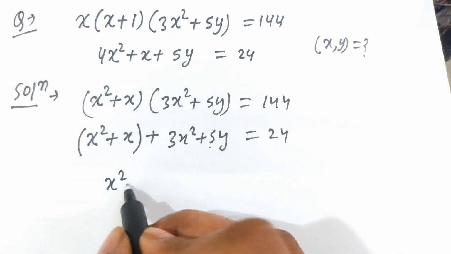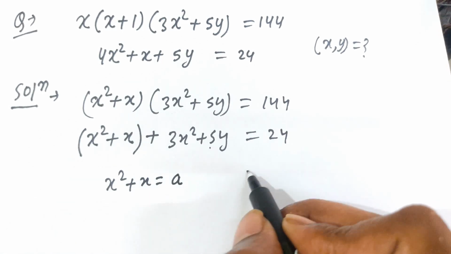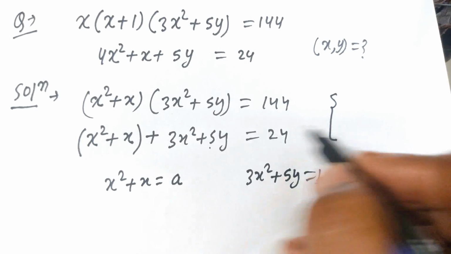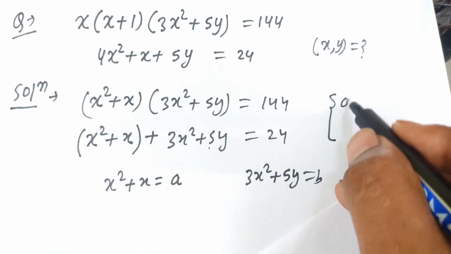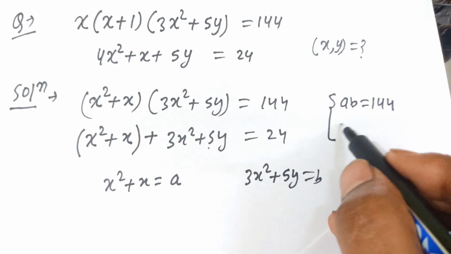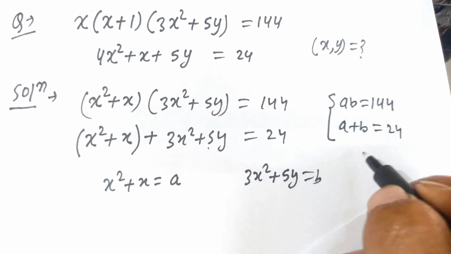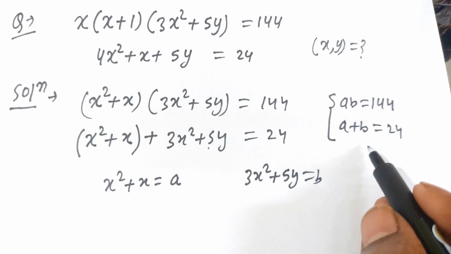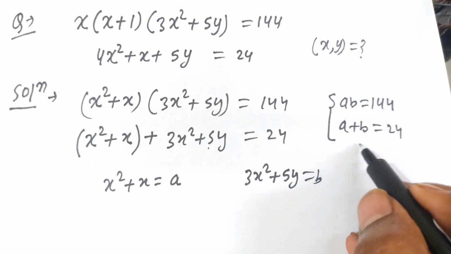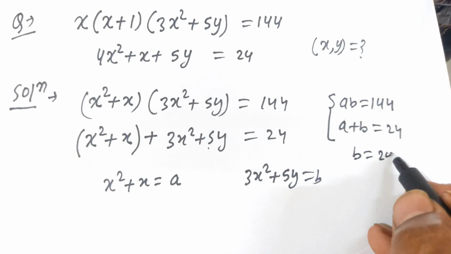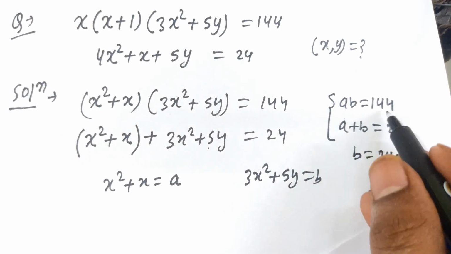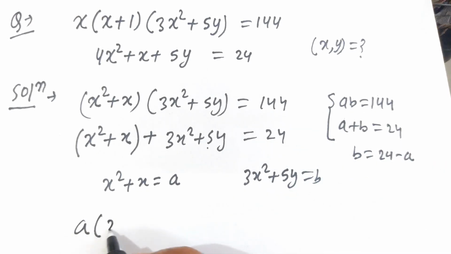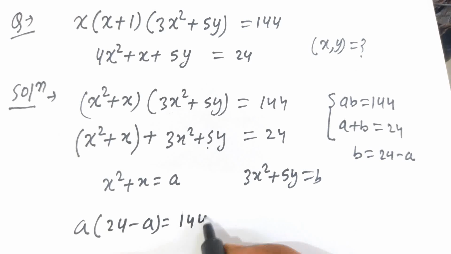If we put x square plus x, this is equals to a. 3 times x square plus 5 times y, this is equals to b. Then a times b, this is equals to 144, and a plus b, this is equals to 24. Now here 2 equations and 2 variables, so we will find out the value of a and b by using method of substitution. Then here if we find out the value of b, this is equals to 24 minus a. Then a times b is equals to 144, and this b is replaced by 24 minus a, then you will get a times 24 minus a, and this is equals to 144.